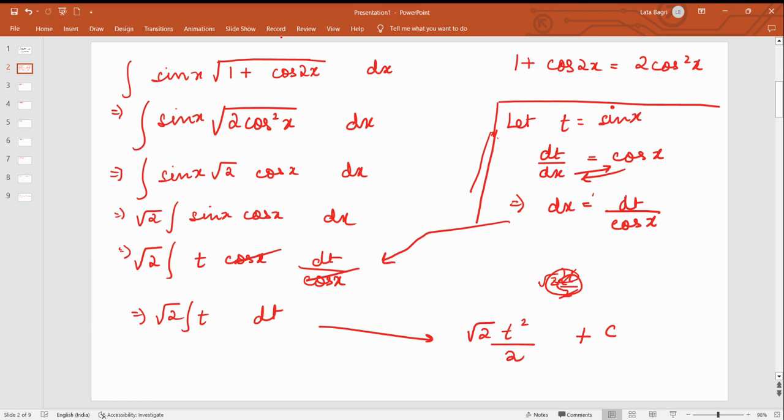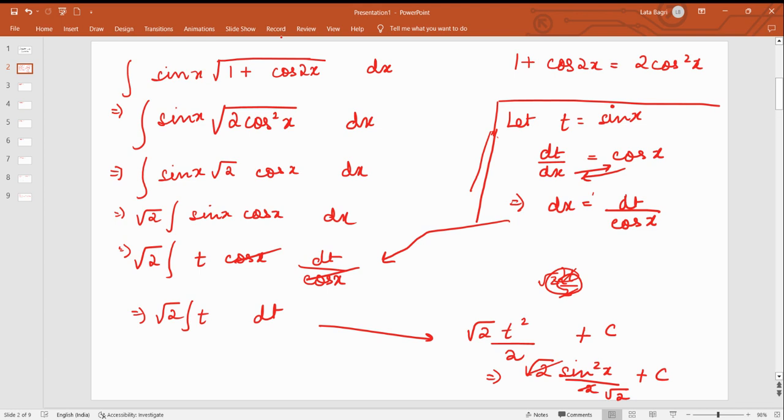Now, what was t? Sin x. So I can write this as root 2 sin square x by 2 plus c. So you can cancel this 2, and this is going to be your final answer. And this is how we use the substitution method. So bring it in such a way that one becomes the differentiation of another. This is one type of sum.